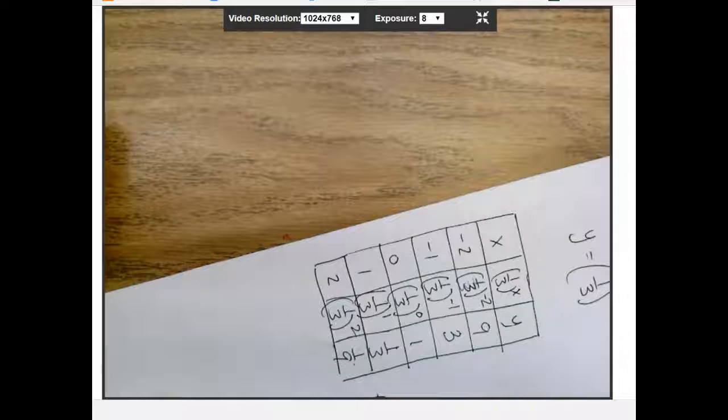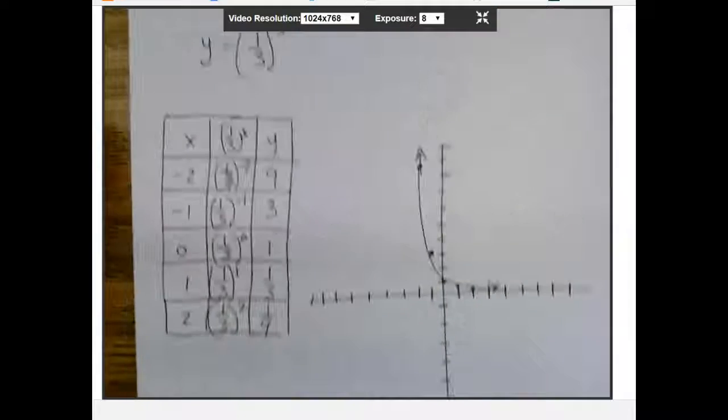And then I'm just going to draw a line here. Try to do as best I can. So there's my line. That's exponential decay.